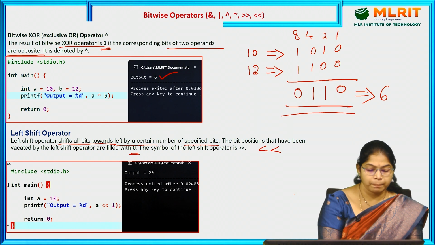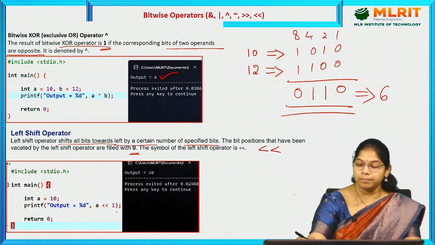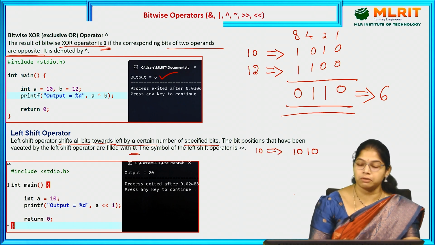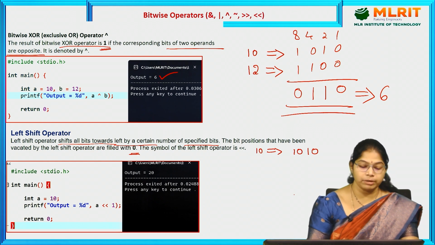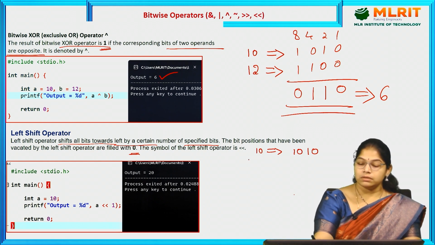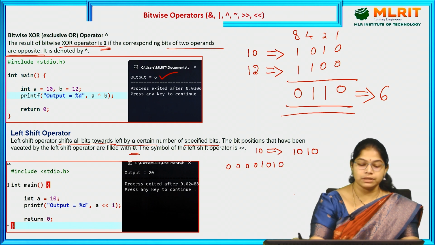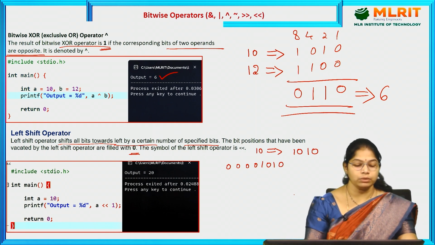Now here we have the A value as 10. If we convert 10 into binary, it is 1 0 1 0. It is a 4-bit representation. Consider 8-bit representation. So 1 0 1 0, and the remaining 4 bits are filled with zeros. So this is the 8-bit representation for the decimal value 10.